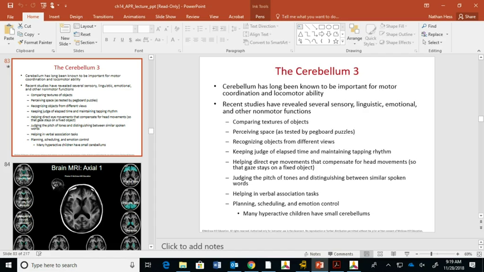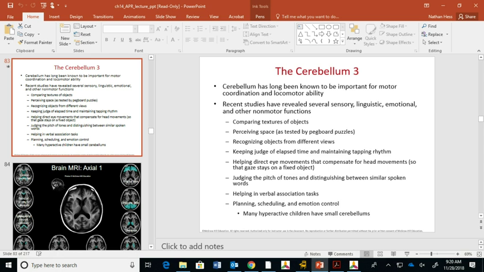Recognizing objects from different views, keeping judge of elapsed time. So this part of your brain is the timekeeper, that lets you know it's been a long time since Mr. Hess started talking and I'm really ready for this class to be over with. That's your cerebellum working. It's well done.